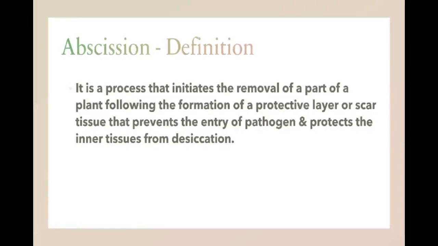Abscission is a process of cutting off. It is defined as a process that initiates the removal of a part of a plant following the formation of a protective layer or a scar tissue that prevents the entry of pathogens and protects the inner tissues from desiccation.